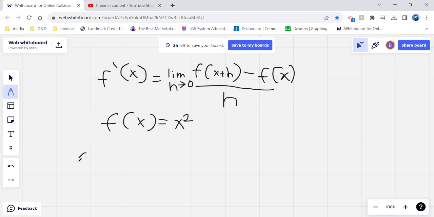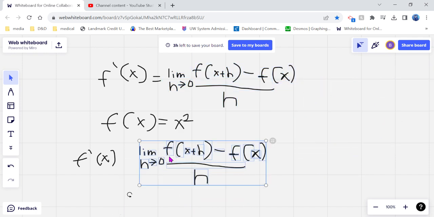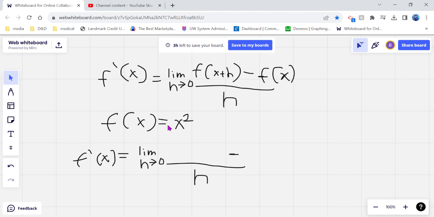To find f prime of x, that would equal not f of x plus h minus f of x, because now we have a defined function for f. So we'll use this instead of that.